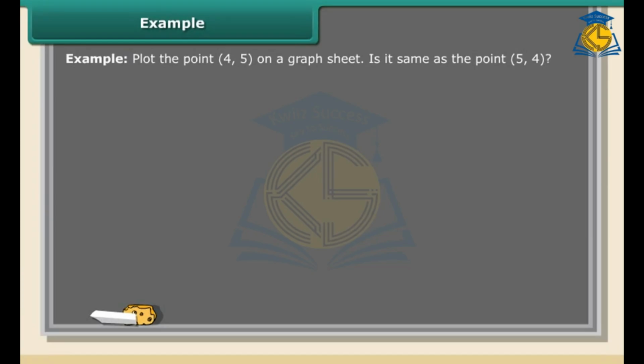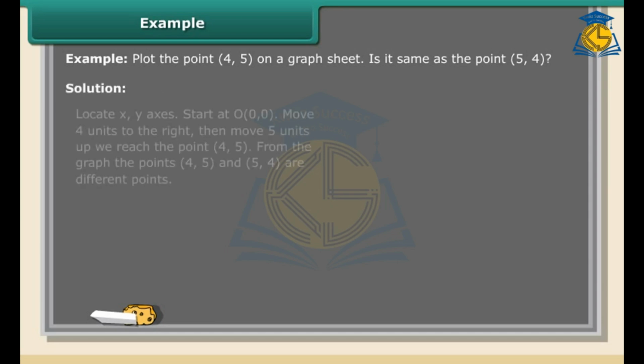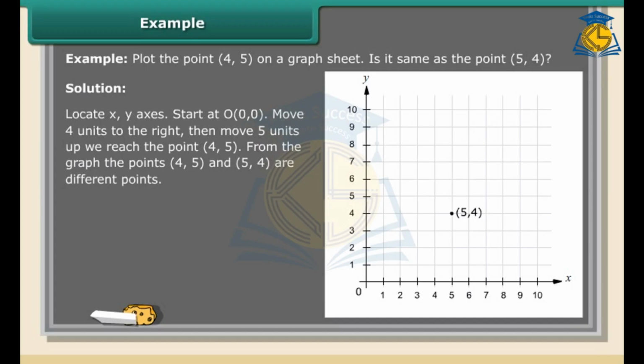Example. Plot the point (4, 5) on a graph sheet. Is it same as the point (5, 4)? Solution. Locate xy axes. Start at O, (0, 0). Move 4 units to the right, then move 5 units up. We reach the point (4, 5). From the graph, the points (4, 5) and (5, 4) are different points.